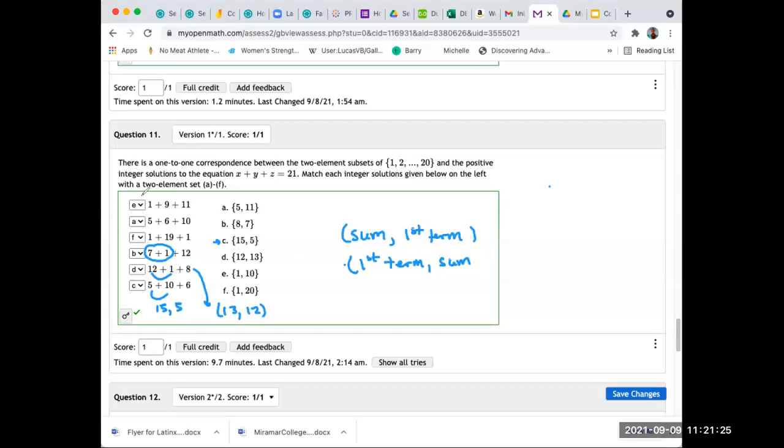Okay, so for this first one, the sum is 10 and the first term is 1. So 10, 1 would be it. For this one, the sum is 11 and the first term is 5. So that would be that one. The sum is 20 and the first term is 1. So that would be that one. Okay. Okay, thank you. All right, cool.